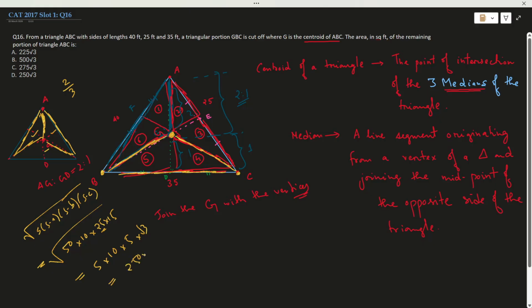So this is basically 250 root 3. So into 250 root 3. Okay, so this is 500 by root 3. 500 by root 3 is the required answer. So option B. Alright guys, let's move on to the next question.